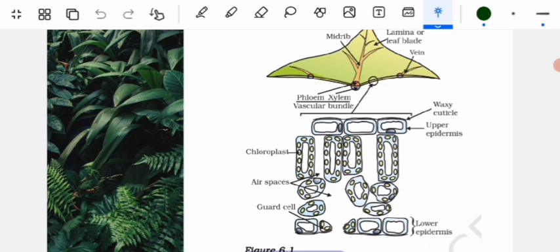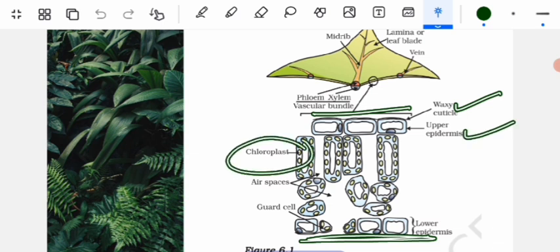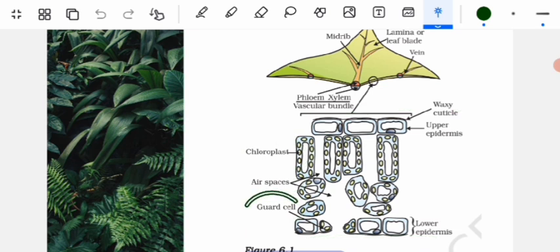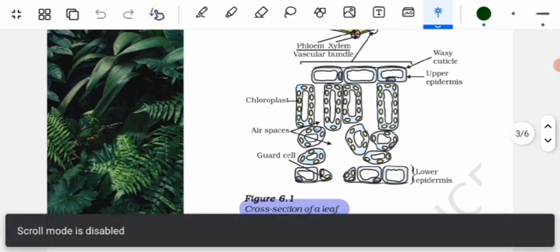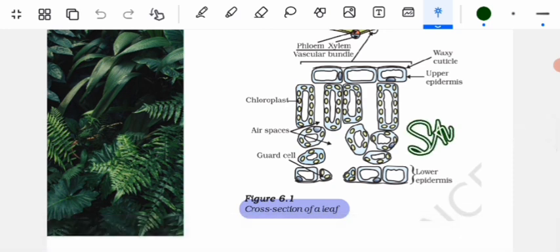In this diagram, you have to remember the sequence of arrangement: waxy cuticle, upper epidermis, chloroplast, air space, guard cells. Where the guard cells are, there will be a stomata. An indirect question they can ask from this diagram is where most of the stomata is present. You have to think a bit for it. The stomata are more in the lower epidermis.